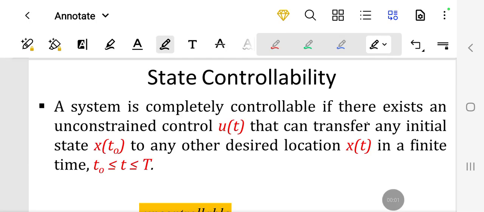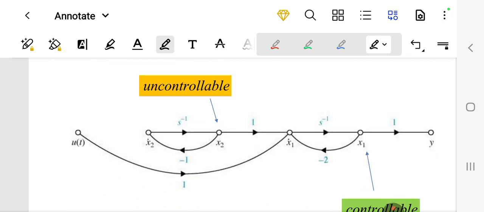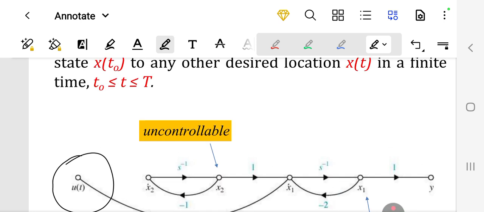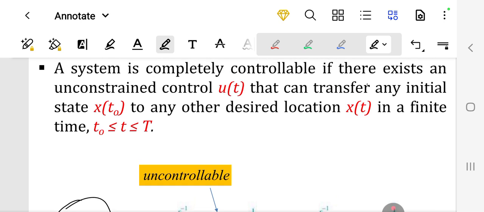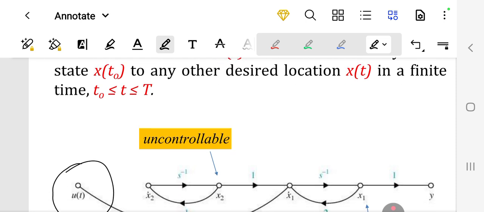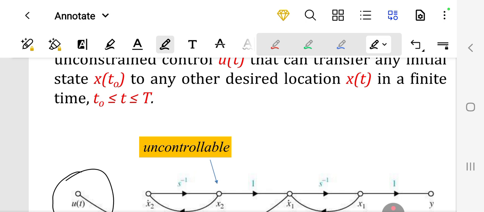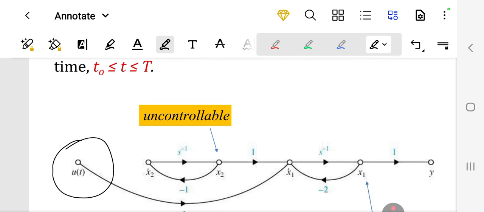Hello all, we will continue with state space representation. Now we will talk about state controllability. A system is completely controllable if there exists an unconstrained control input u of t, which is the input for the system, that can transfer any initial system state x of t naught to any other desired location, or any state from its location to another location, in finite time t between t naught and t capital.